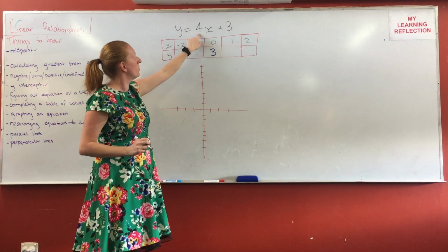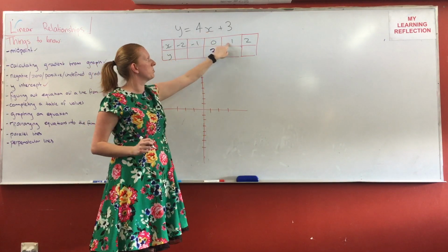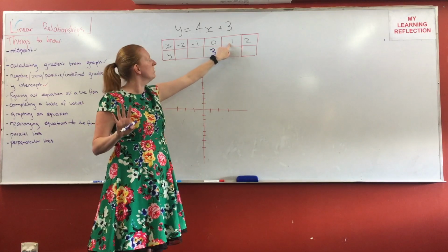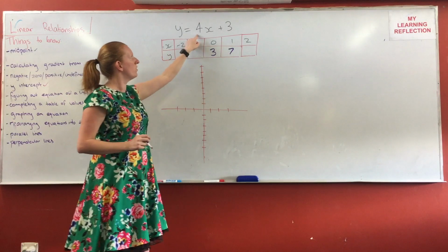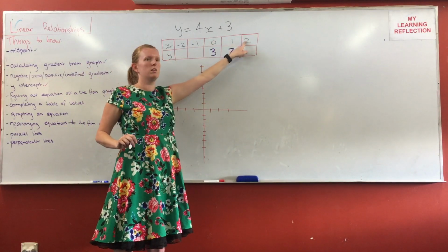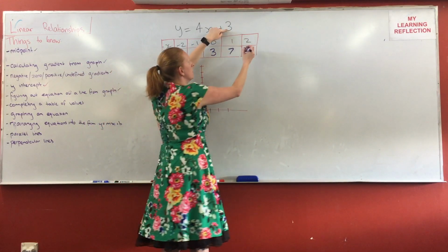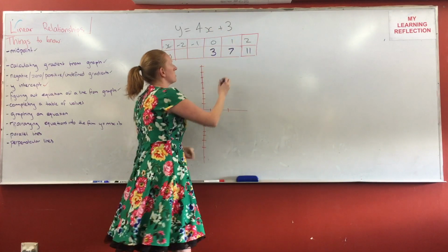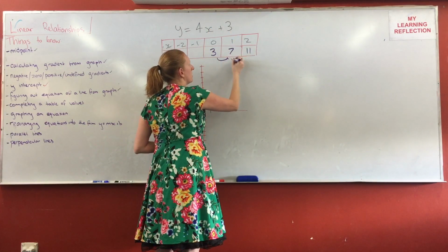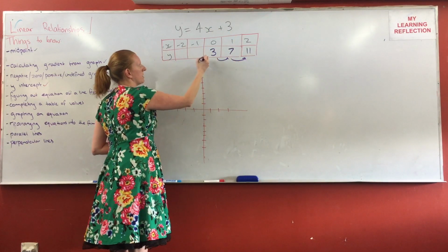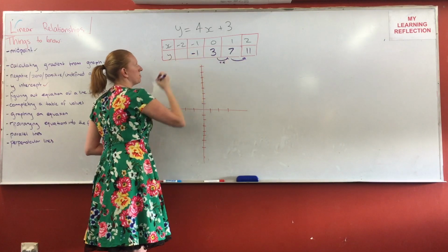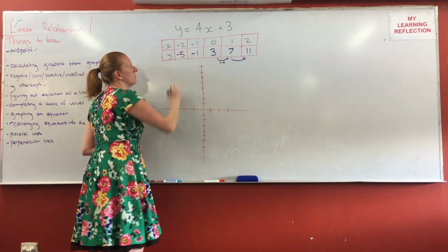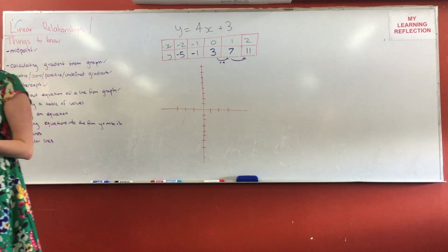Alright. 4 times x, so 4 times 1? 4. Plus 3 is? 7. 4 times 2? 8. Plus 3? 11. Cool. So what are they going up by? 4. Great. So what's this one going to be down here? Negative 1. 6. And then what's this one going to be? Negative 5. Cool.